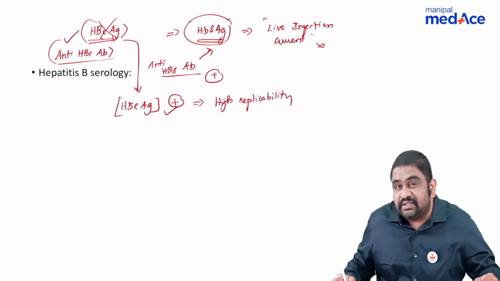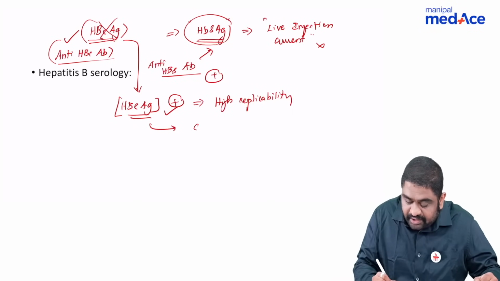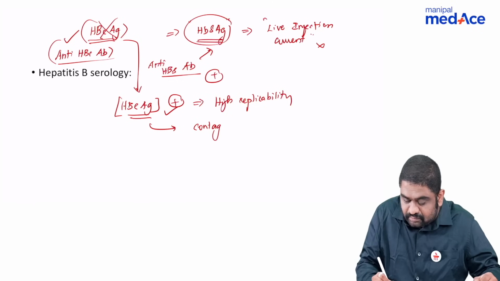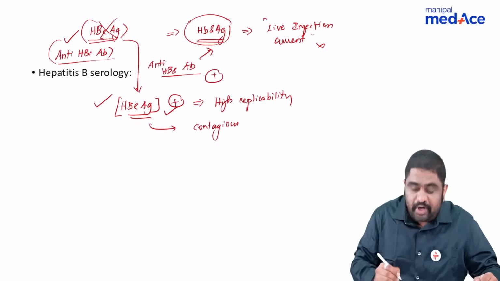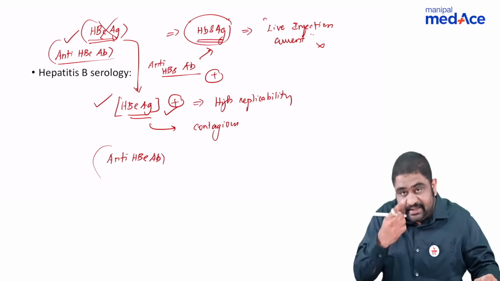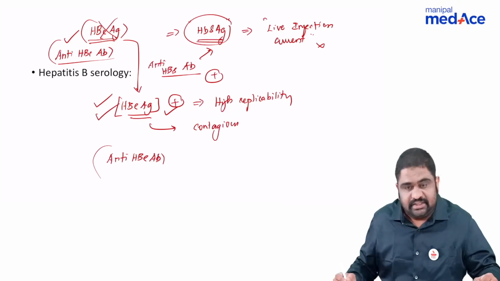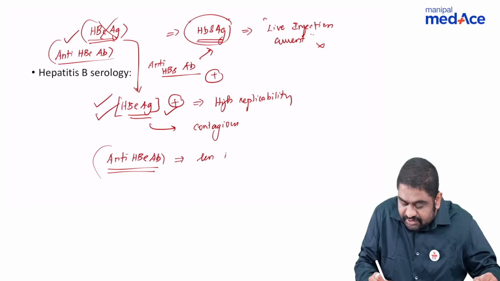And if the virus is highly replicable, at that point of time, the patient is highly contagious. Now, when this antigen disappears, then its corresponding antibody appears. So if anti-HBe antibody is present, it's an indication that this antigen has disappeared, and this is an indication that the patient is less infectious.